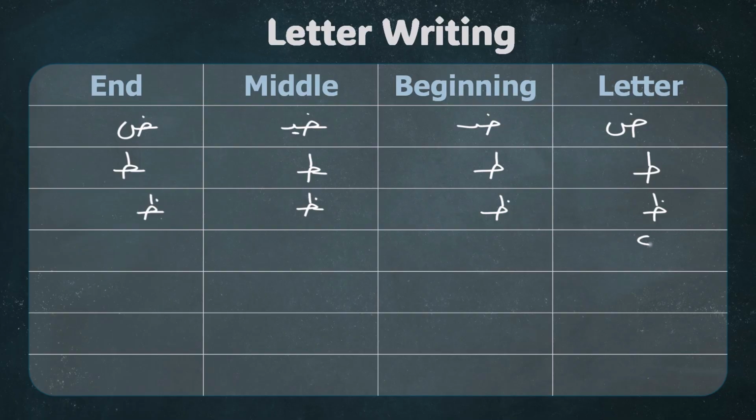And then we have Ain, and in the beginning it'll look like this. And in the middle, if the letter before Ain has an extension, it's going to be written like this. And if the letter before Ain doesn't have an extension, it's written just like this. And in the end, if the preceding letter has an extension, Ain is written like this. And if not, like this. And Ghain.